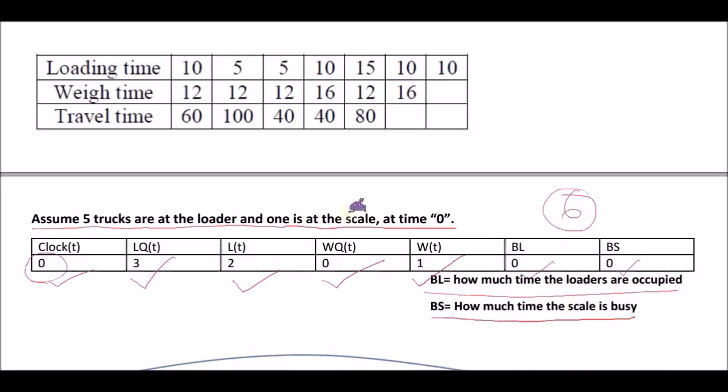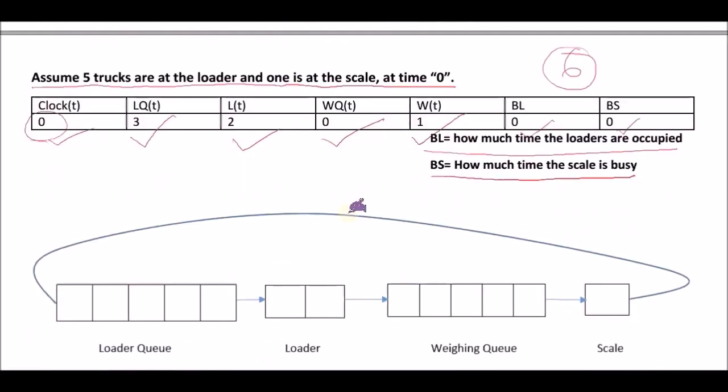So this is our first instance, and now let's populate the table. So we have filled this thing. We said that there are 3 in the loader queue, 2 in the loader, 0 in the weighing queue, 1 in the weighing scale. So let's first fill this part. So let's say truck 1 is here.